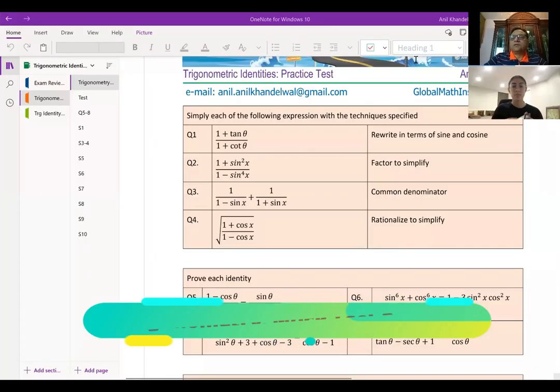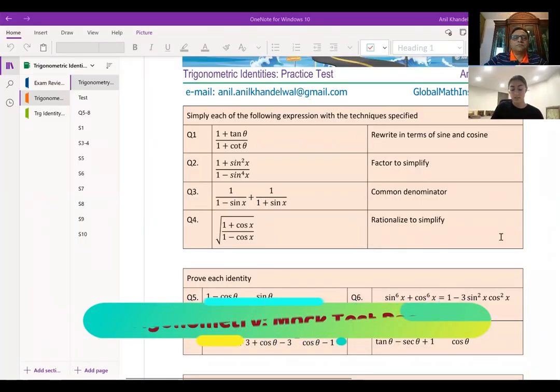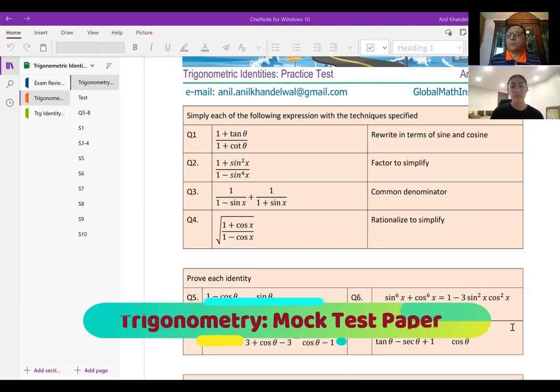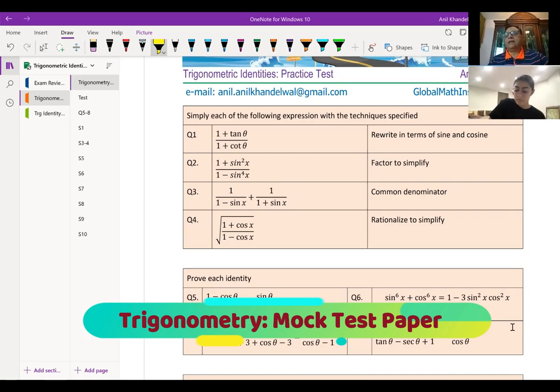Do you see this page? Yes. Perfect. So that is how normally a test paper will be designed for you. We'll begin with very simple questions. The very first question here is based on trigonometric identities. It is just a practice test. And remember, the idea is to learn while we go through this test paper. Simplify each of the following expressions with the techniques specified.